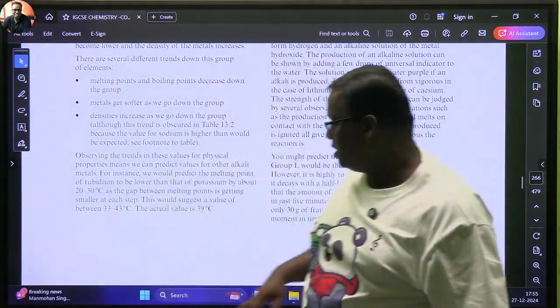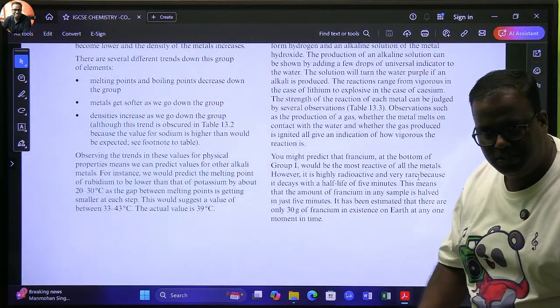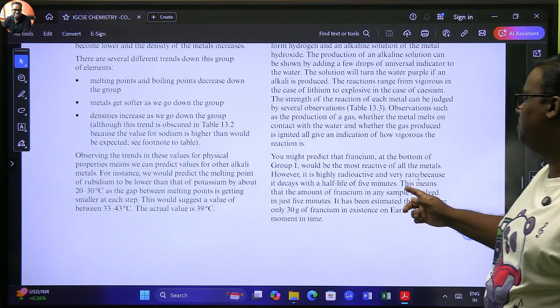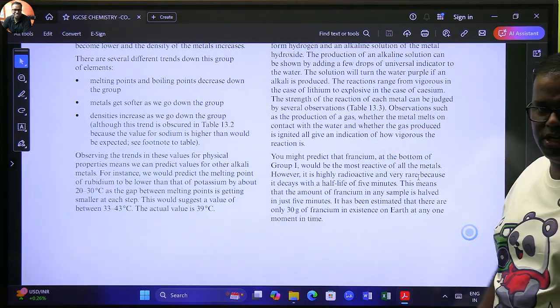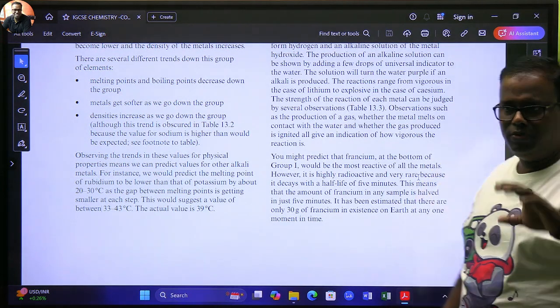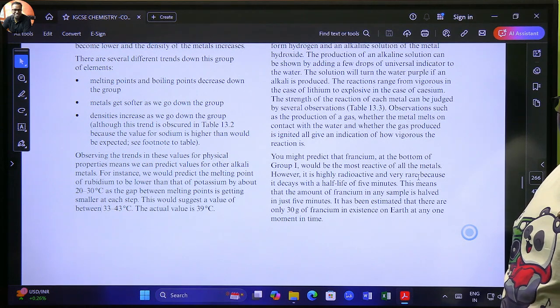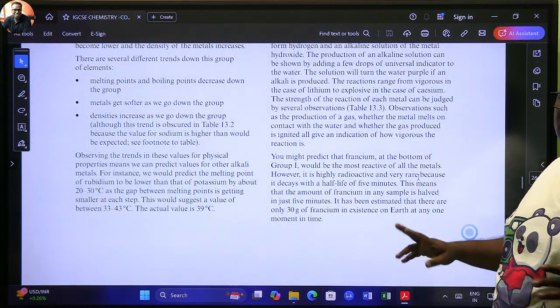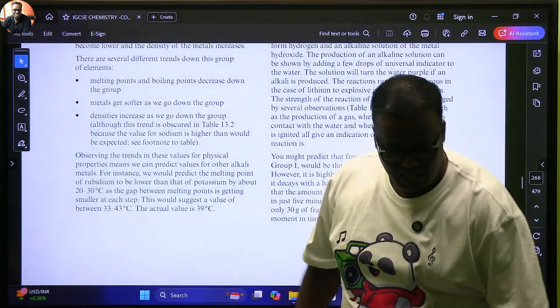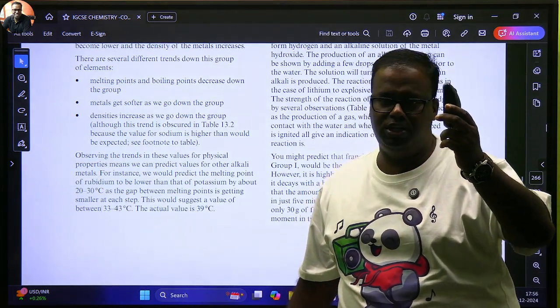So we expect francium to be more reactive because we are going down, but it says that francium is highly radioactive. Radioactive means there will be constant transformation taking place. And every radioactive substance has got something which is called a half-life. We will read this when we go to radioactivity. Just bear with me. What is half-life? Half-life is the period when the substance will decay to half of its original amount.